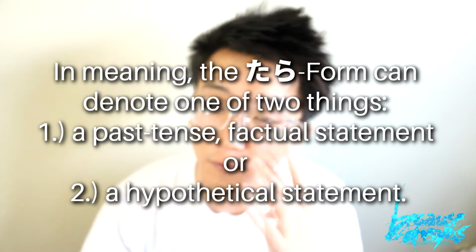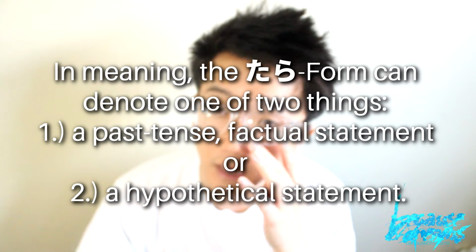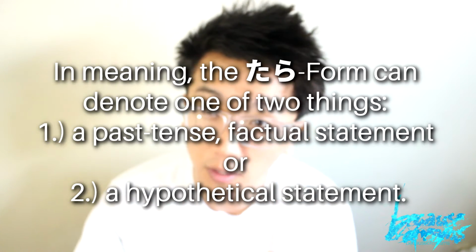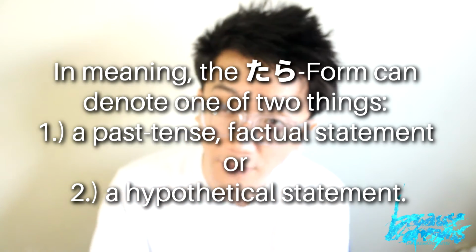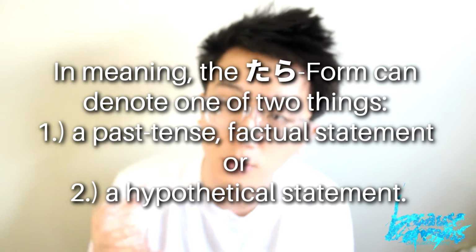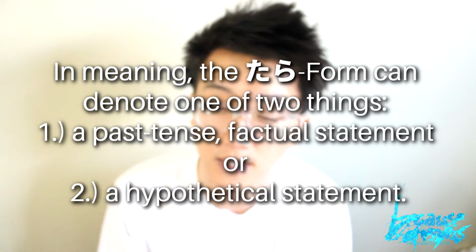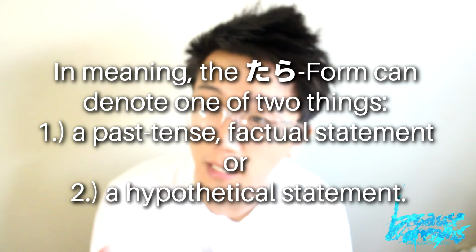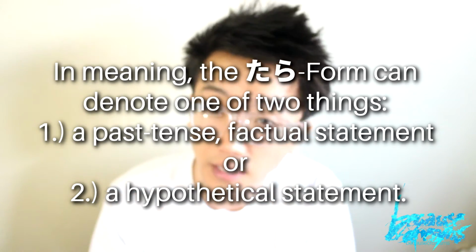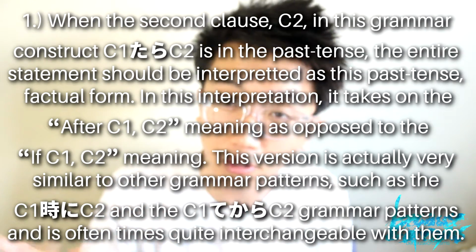As for what the tara form is used for, its function, its definition, its meaning, the tara form basically breaks down into two different interpretations, and we're going to go through them individually. The first one is just going to be the simple translation of "after clause 1, clause 2." And as you can probably tell from just that, this is going to express some statement that is talking about the past tense. The second meaning that the tara form can take on is the much more common interpretation, and that is just going to be a hypothetical or conditional statement. So like I said earlier, we're going to go through these individually.